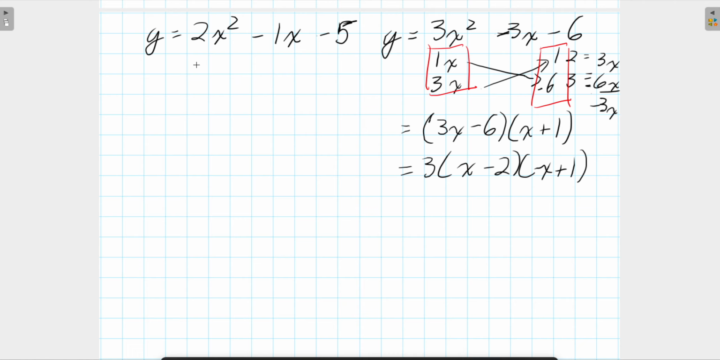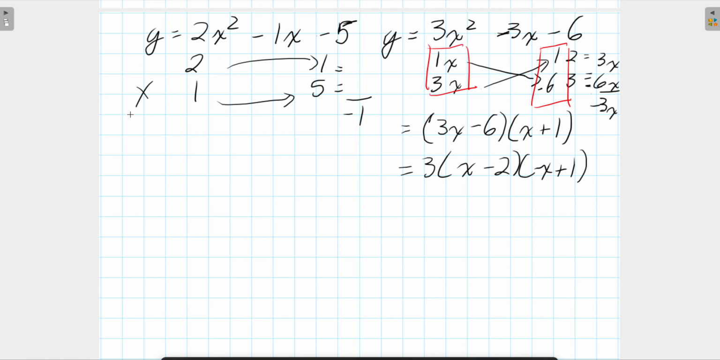In this one here, though, 2 times 1 and 1 times 5. I'm going to try to do my fearless factoring. I'm going to show you really quickly. 1 times 1 and 2 times 5 gives me 10 and 1. No combination of that works. 1 times 5 and 2 times 1 gives me 2 and 5. No combination of that works.